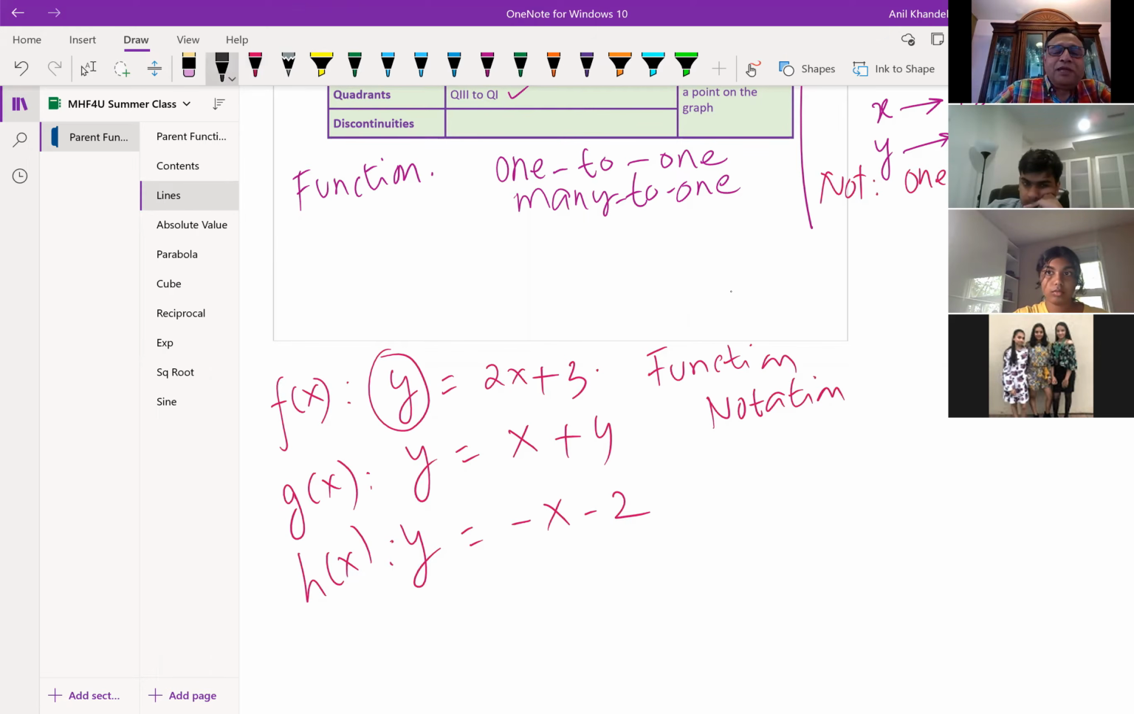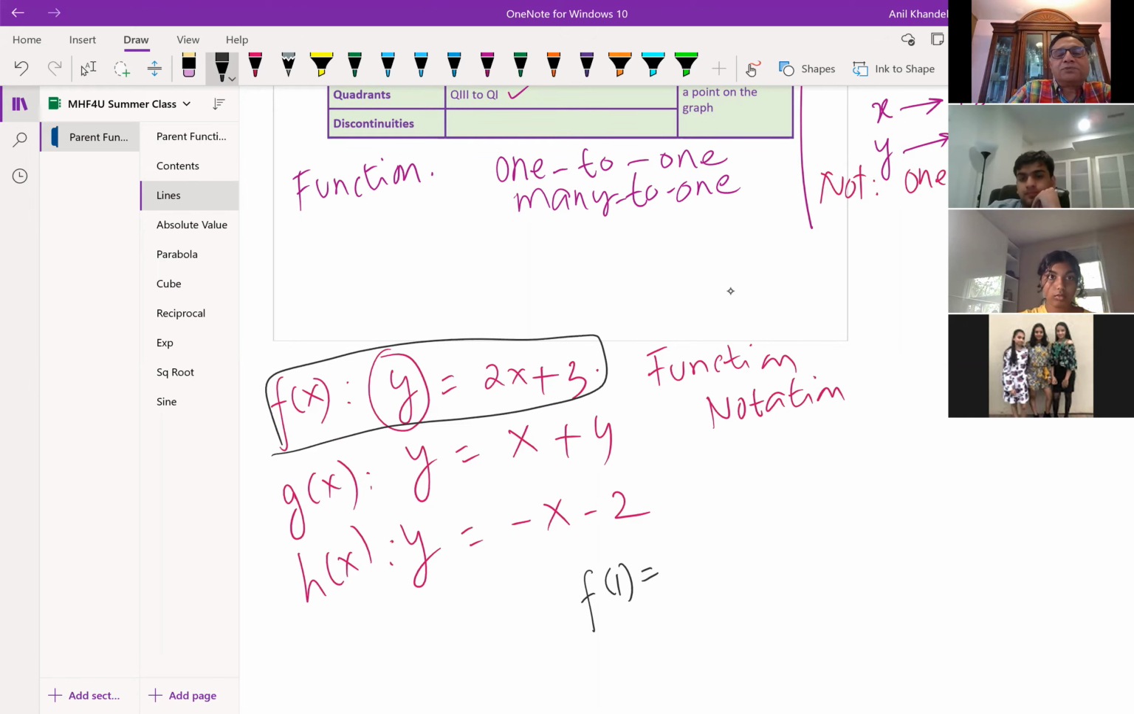Now I'll show you the advantage of function notation. This is very important. If I write f of 1, it means what? It means this particular function I am talking about, and I'll substitute x as 1 here. For 1, what is the value of this function? So we'll say 2 times 1 plus 3, which is 2 plus 3, which is 5. Do you see that? How we use the function notation?